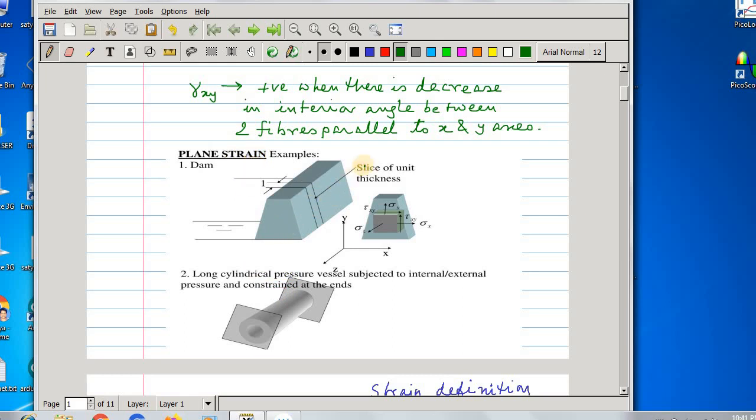Also we use it in the case of long dams where there is water pressure from here, and this end and this end are restrained. So we assume that at every cross section of this dam the same shape changes occur, and perpendicular to that no shape change is there. This is a simplifying assumption and is true a little away from the ends, because at the ends there may be end effects.